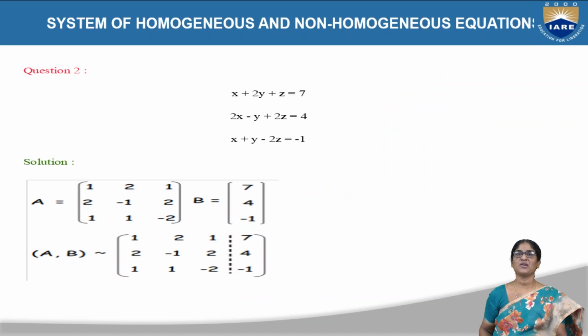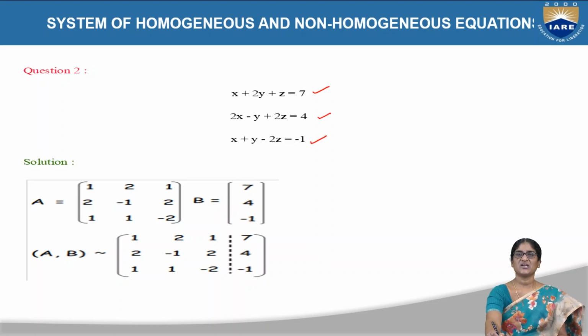So let us see one more example of finding the solution for non-homogeneous equations. I have taken a 3 into 3 variable system. Solve the system of equations: x plus 2y plus z is equal to 7, 2x minus y plus 2z is equal to 4, x plus y minus 2z is equal to minus 1.